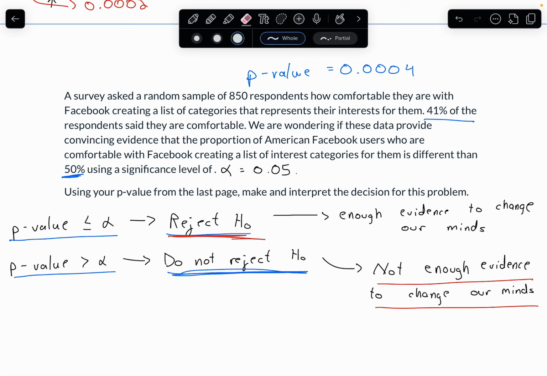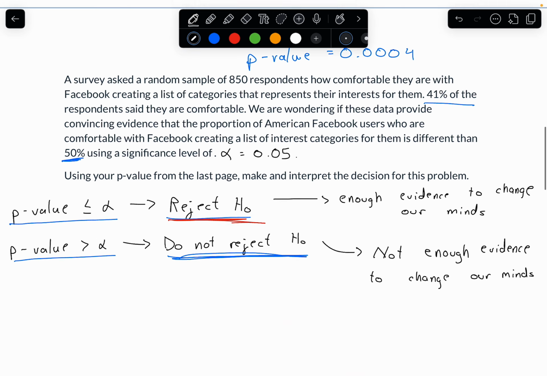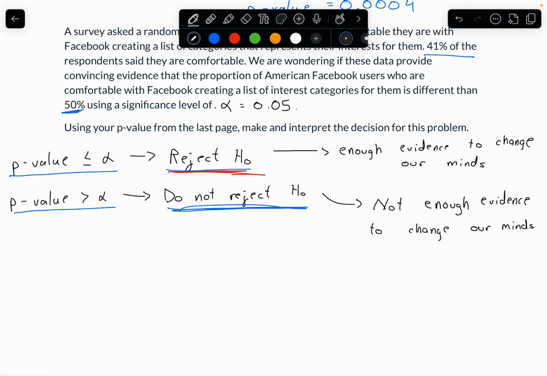What's nice is this decision rule is the same for any type of hypothesis testing problem that we're going to see. And we're going to see hypothesis testing a bunch more in this class. This decision-making rule never changes through the remainder of the course. So in this case, our p-value was 0.0004, and our alpha was 0.05.